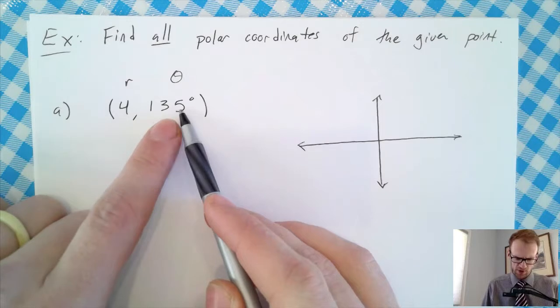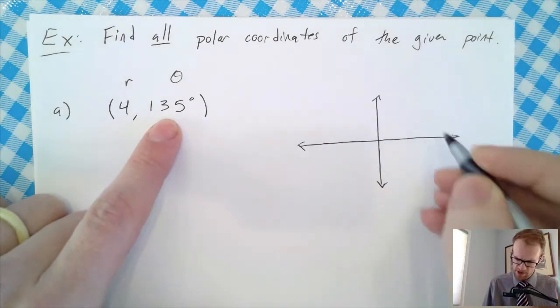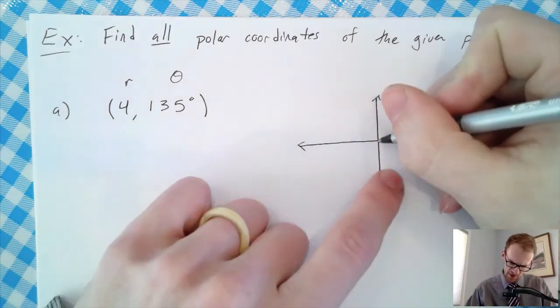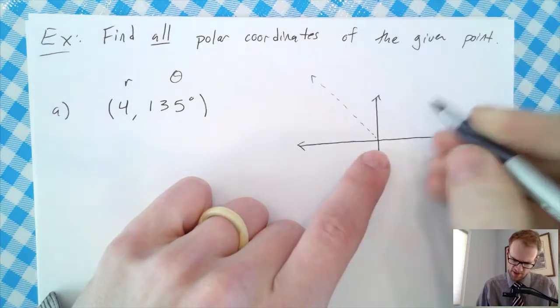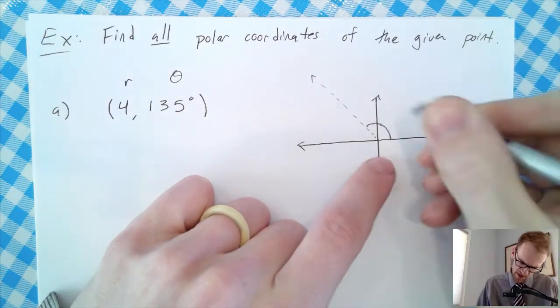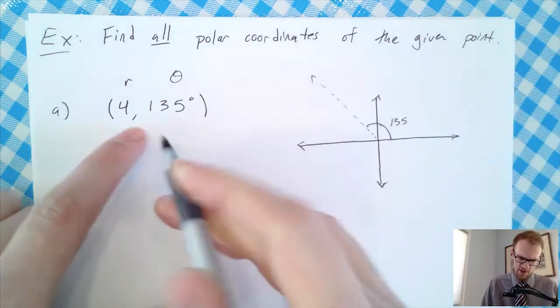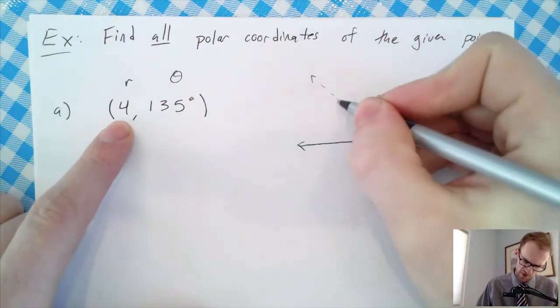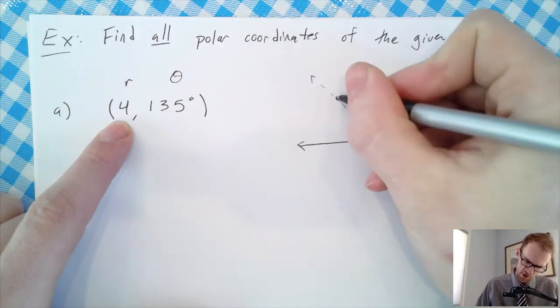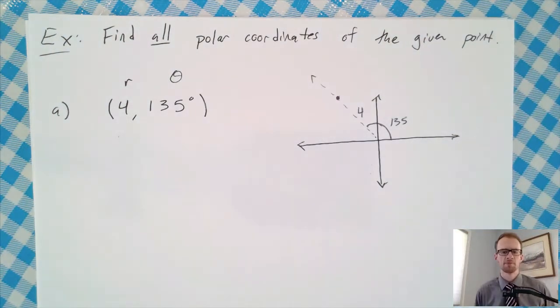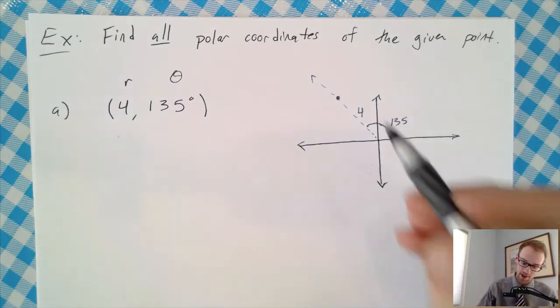So we're at 135 degrees from 0, and 135 degrees is this way, 45 degrees past the y-axis there. So that is 135. That's our theta. And then r is 4. So we know that the distance from the origin there is 4 units, and there's our point. But that's not the only way to locate that point.